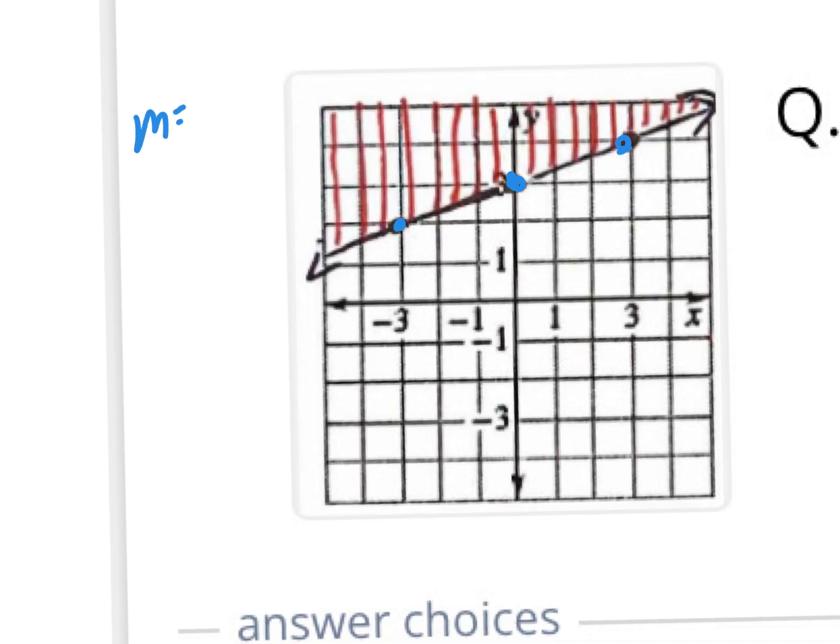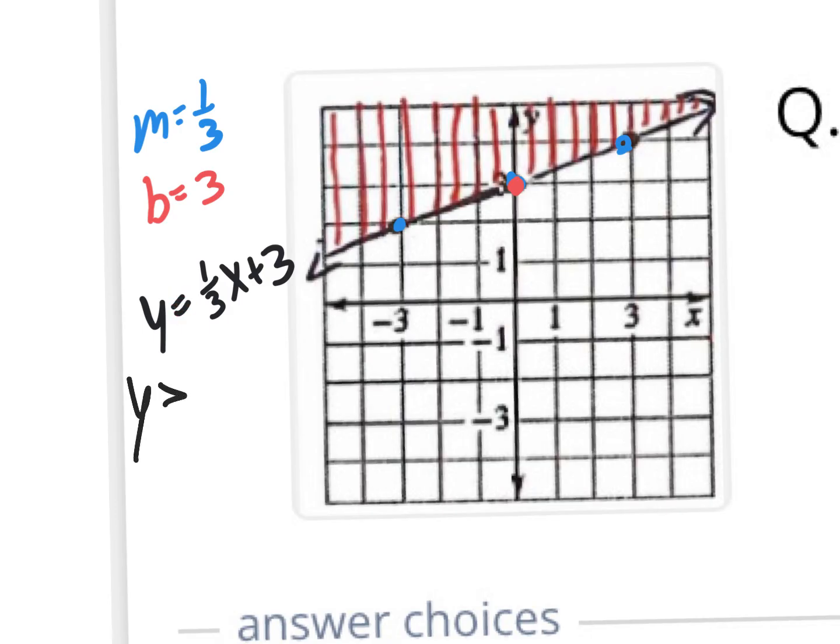So the m is up 1 over 3. And the b value, the y-intercept, is at the value of 3. So we know that the line itself is y equals 1/3 x plus 3. However, it's not just a line, it's shaded above, which means that the answers are above, which means that we would have to put a greater than symbol right here. So y is greater than 1/3 x plus 3.